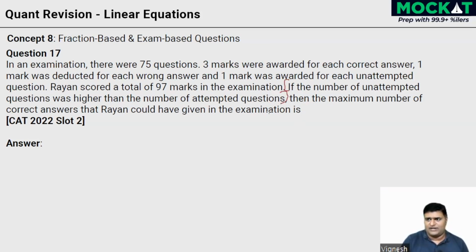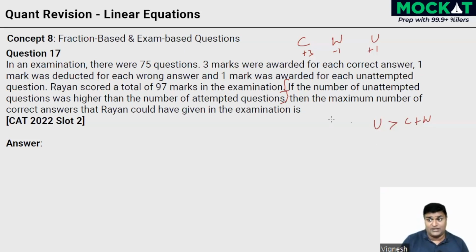If unattempted is higher than the attempted, that means let's call it correct, wrong, and unattempted. Let's write down the marks first. +3, -1, and +1 over here. What can I say about the number of unattempted? U should be greater than C plus W is one way to write it. But I know the sum total is completely going to be 75.